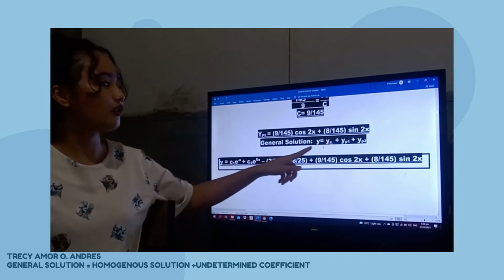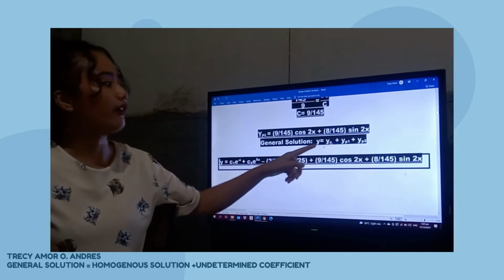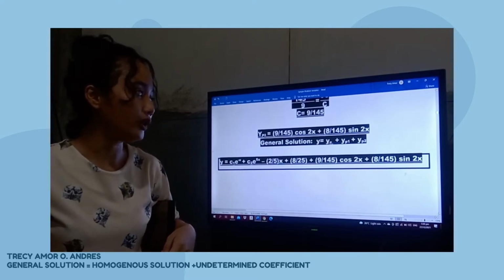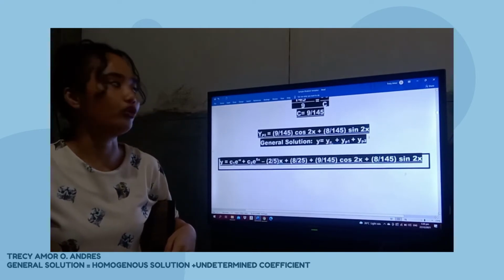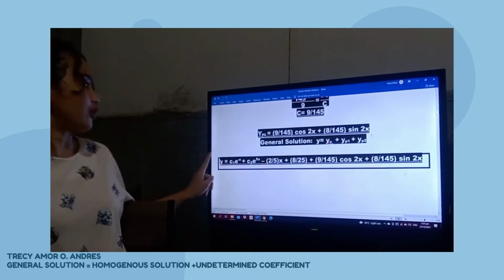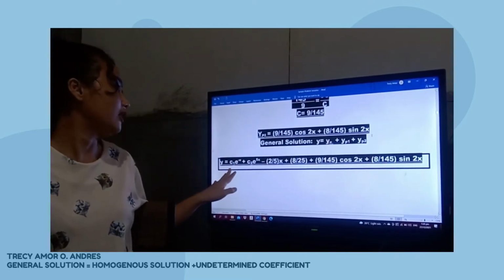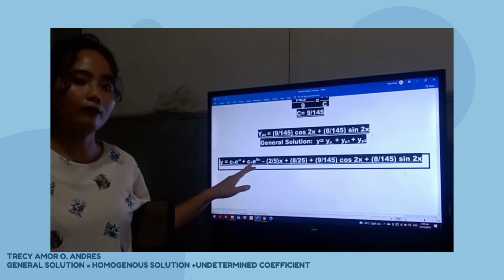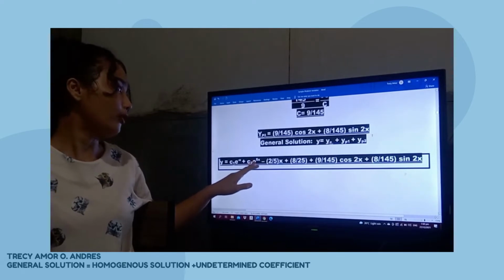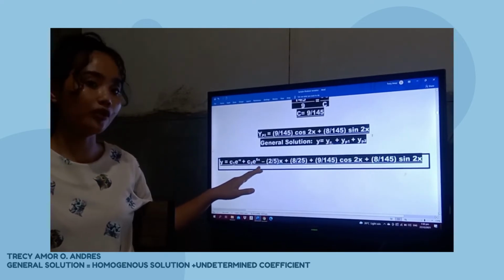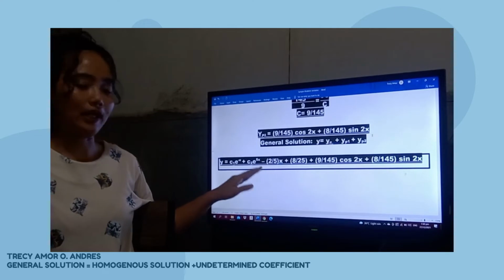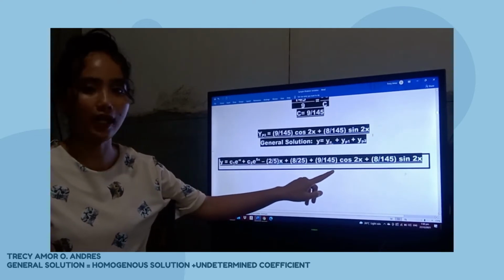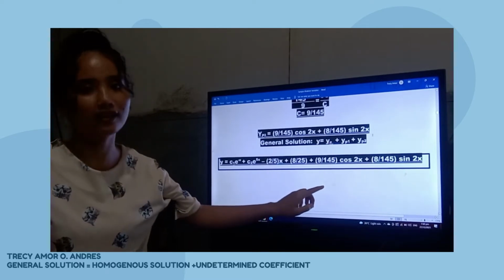So for the general solution, we have identified the complementary solution or homogeneous solution, particular solution 1 and particular solution 2. So we will just combine these, and the general solution for this example is y is equal to c sub 1 e raised to negative x plus c sub 2 e raised to the power of 5x minus 2/5 x plus 8 over 25 plus 9 over 145 cos 2x plus 8 over 145 sin 2x.